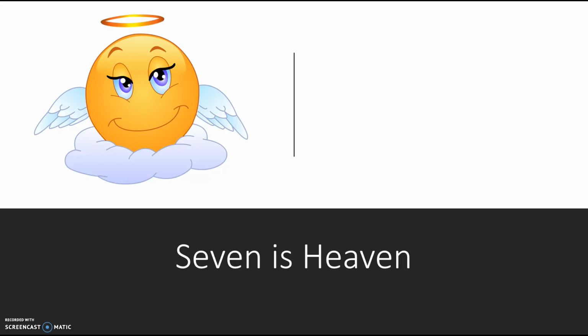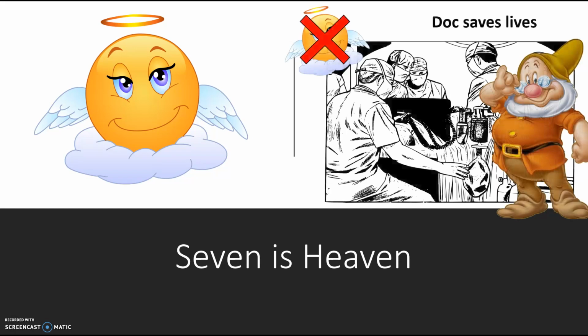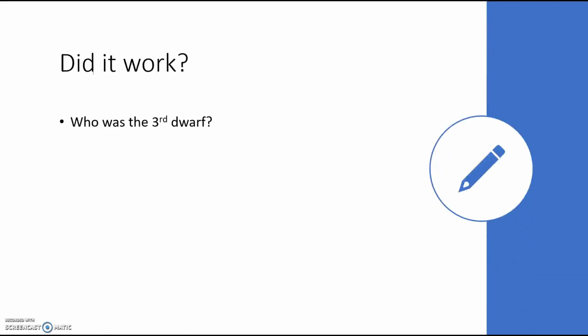7 is heaven. So our only dwarf we haven't used yet is Doc. And this makes me think about doctors performing surgery and saving people's lives, so they don't go to heaven. So I'm going to think about 7 is heaven. Doc is saving lives. All right, so now I've memorized my list with all of my 7 dwarfs and all of my Pegword items. So let's think about it. Did this work? Can you remember who the 3rd dwarf was?